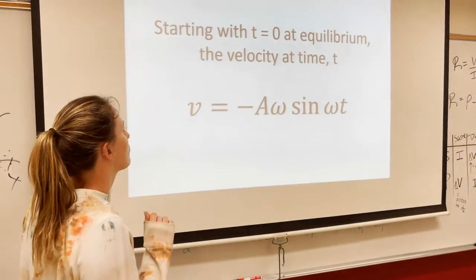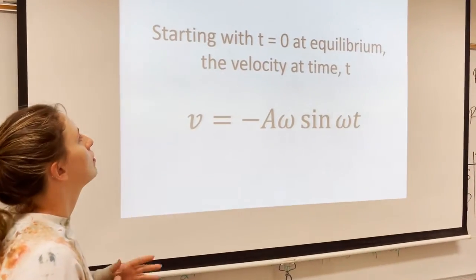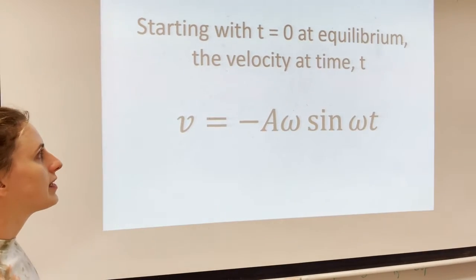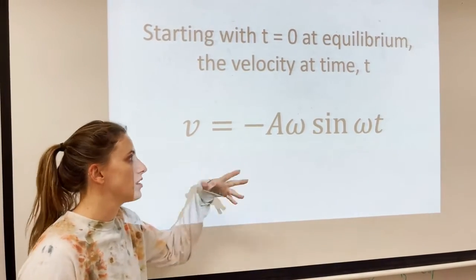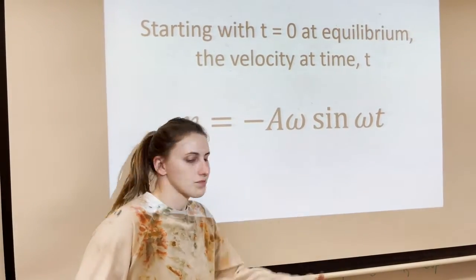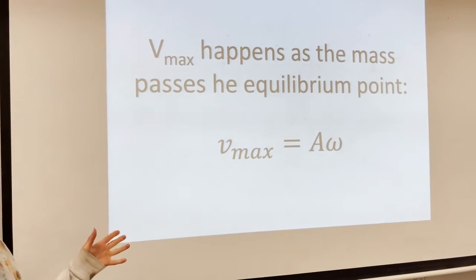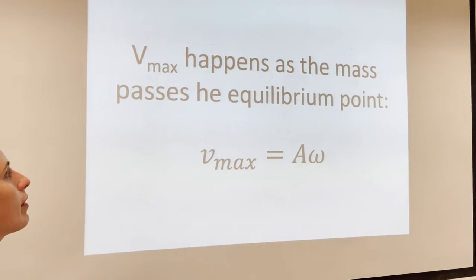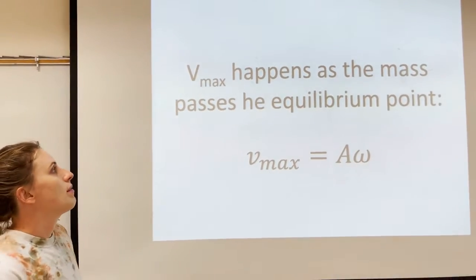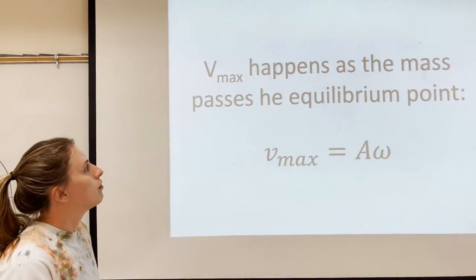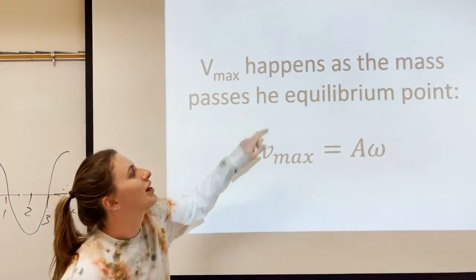Starting at time t equals 0, at equilibrium, the velocity at time t, if you wanted to figure out the velocity, you could use this equation. So V max happens, and this was the question that Mr. Boykin and I were just talking about. V max occurs as the mass passes the equilibrium point.